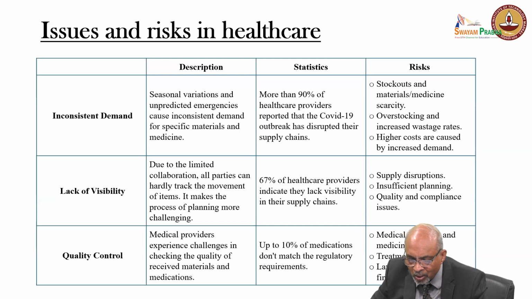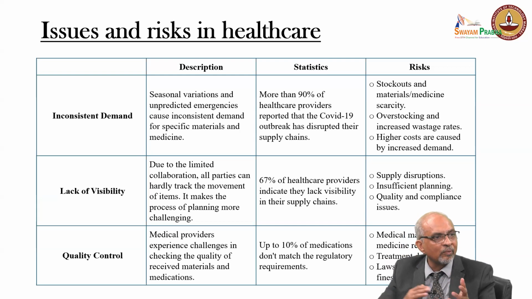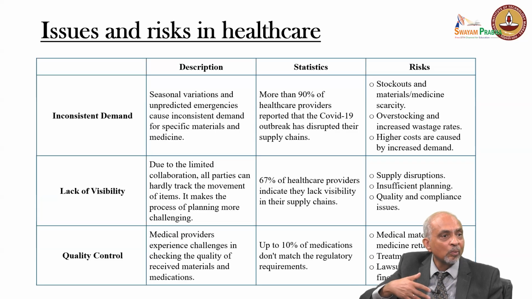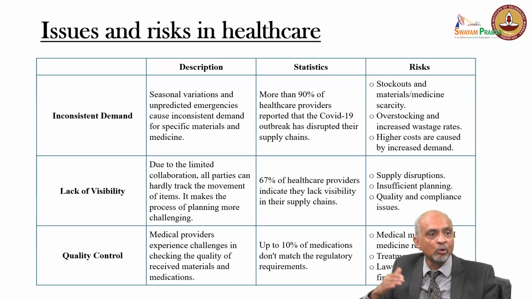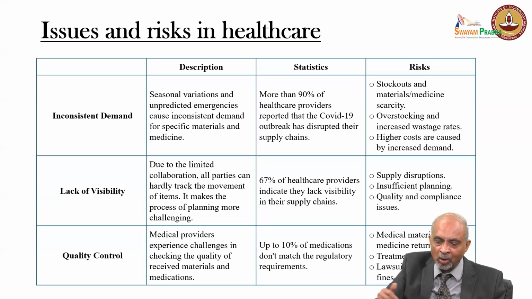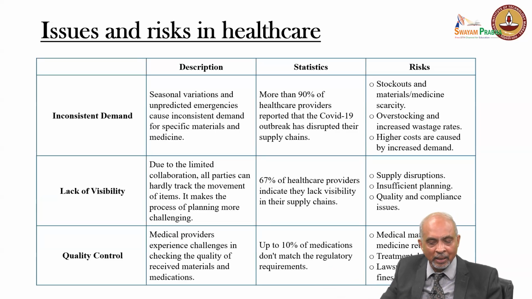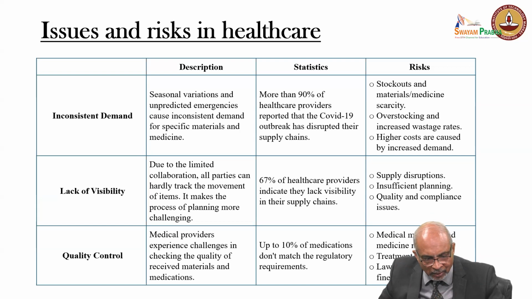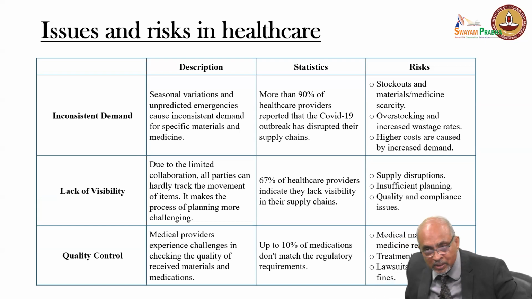Higher costs are caused by these kinds of demand fluctuations, because you may have to expedite some material to come in, which could come by costlier transportation options than what you would have otherwise used. You might have brought in smaller lots as opposed to larger lots where you could have gotten a better discount on that product. So all these things increase the cost to satisfy the demand. So that's one. Second is lack of visibility.